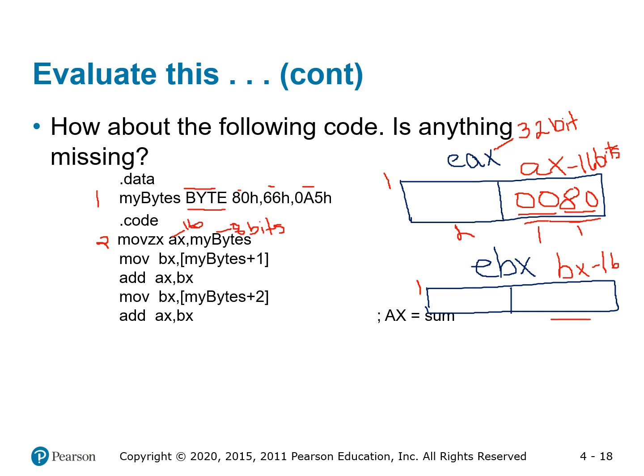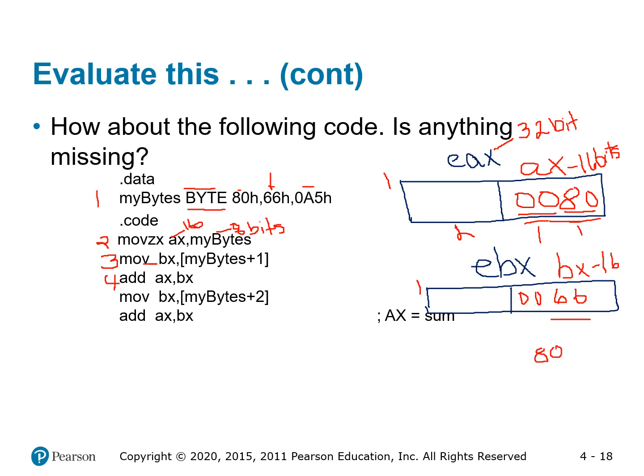So 2 of these is 1 byte, 2 of these is 1 byte. All right, so the next line number 3, we're trying to do another move, and we're trying to move 66 hex, because my bytes plus 1 takes you to 66 hex, into BX, but they did not do the MOVZX. So we want to do the MOVZX before we move. And so we would do 0, 0, and move the 66 here. Okay. Then the next line, line 4, we add both of those together. So we're adding 80 hex plus 66 hex.